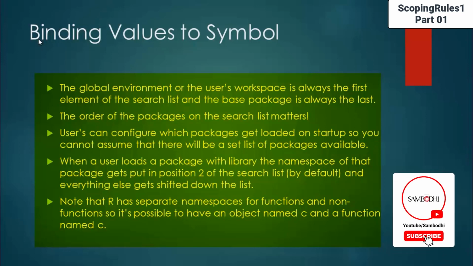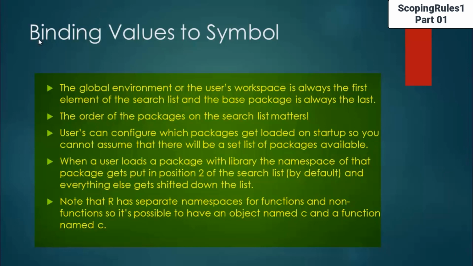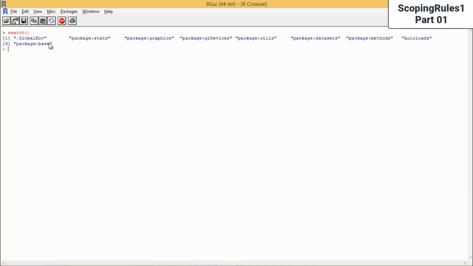You can note that R has separate namespaces for functions and non-functions. So it is possible to have an object named c and a function named c. The naming can be the same, but the characteristics can differ: it can be either an object or a function, and it can be stored in multiple locations. For example, an object named c will get stored in one place, but a function will get stored in methods.